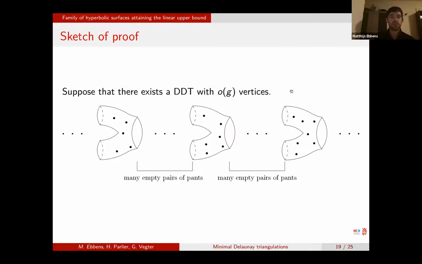To do this, first suppose that there exists some DDT of our surface which has asymptotically strictly less than G vertices. As I mentioned, there are 2G minus 2 pairs of pens. So if there are strictly less than G vertices, that means that a lot of these pairs of pens do not have any vertices, actually. So it sort of looks like this. You have a pair of pens which has some vertices, or maybe a few. Then there are a lot of pairs of pens that don't have any vertices, and then again one or a few that have some vertices, and so on.